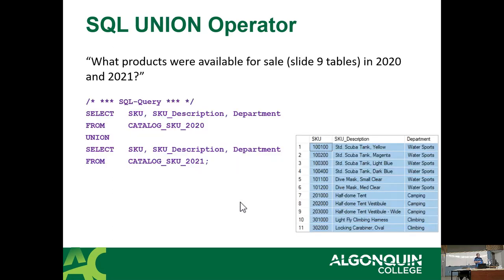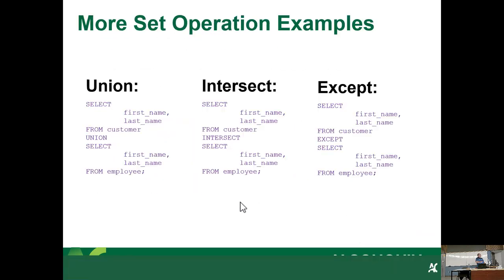What does it actually look like when you write it as a query? I'm just going to go to the last slide. There we go. So here are the three examples, and you'll notice they all use the exact same set of queries. When you do a set operation, it actually uses multiple queries. Select first name, last name from customer, union, first name, last name from employee. That's going to say, give me all the customers and any employee that's not a customer. So it gives you a unique version of everything.